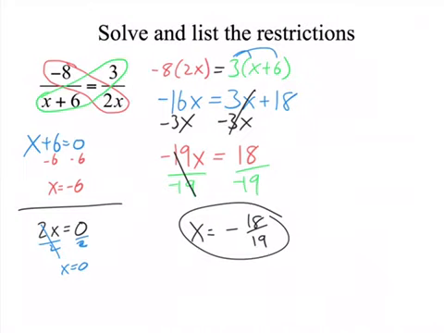My answer is fine. But if one of these restrictions was negative 18 over 19, you would cross the answer out and say no solution, because what would have worked doesn't because of the restriction.